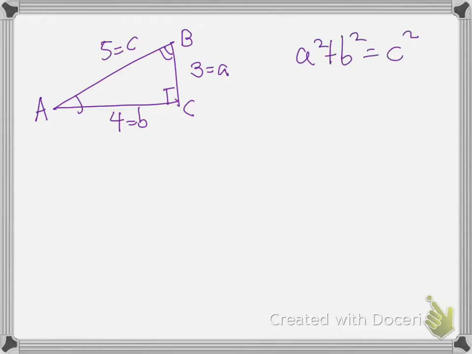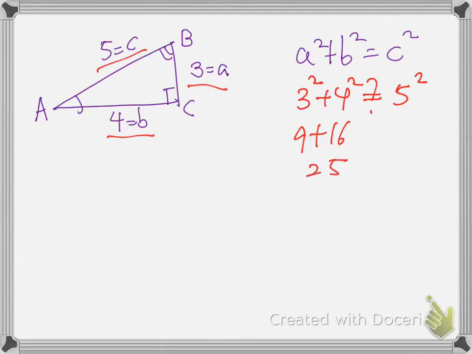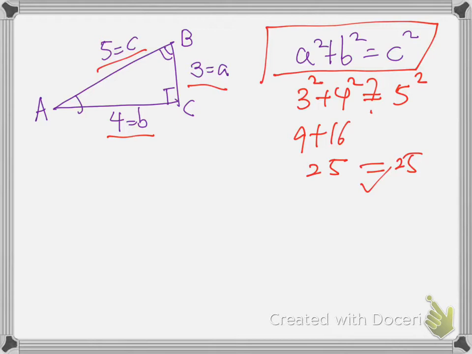Now let's check it. What is A? A is 3, so we have 3 squared. B is 4, so we have 4 squared. Is this equal to C squared? C is 5, the longest one, so 5 squared. On the left, 9 plus 16 is 25. On the right, 5 squared is 25. So 25 is 25, and that is true. The Pythagorean theorem is true not only for special integer-length triangles. It's true for any right triangle. Let me give you another one.